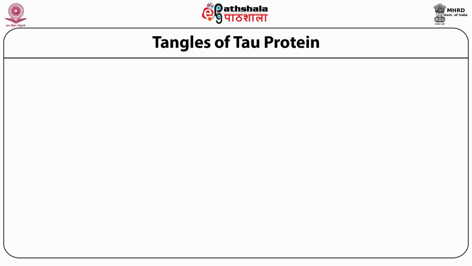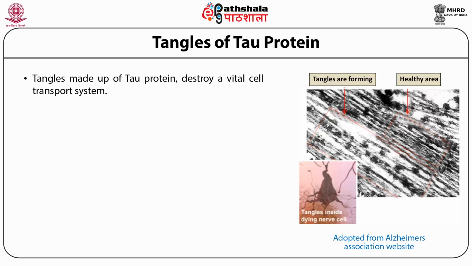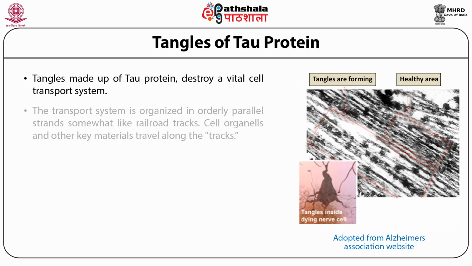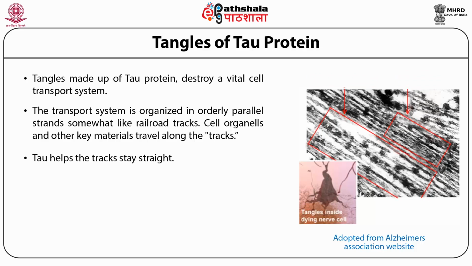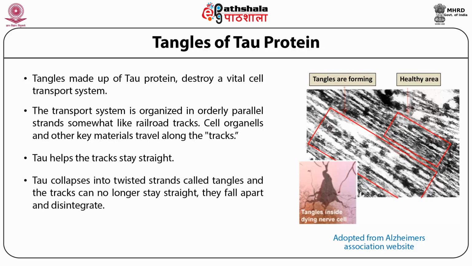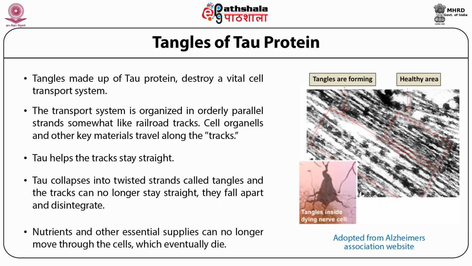Tangles of tau protein destroy the vital cell transport system. The transport system is organized in orderly parallel strands, somewhat like railroad tracks. Cell organelles and other key materials travel along the tracks. Tau helps the tracks stay straight. When tau collapses into twisted strands called tangles, the tracks can no longer stay healthy. They fall apart and disintegrate. Nutrients and other essential supplies can no longer move through the cells, which eventually die.